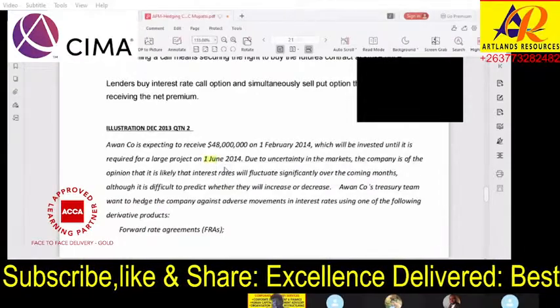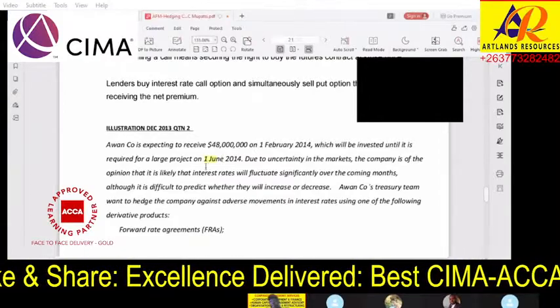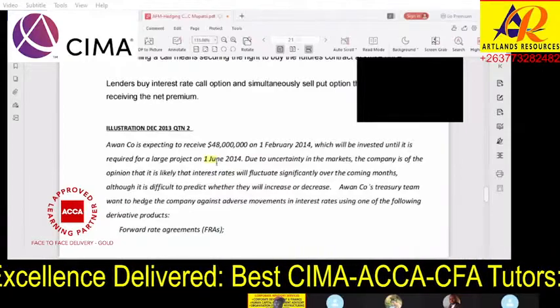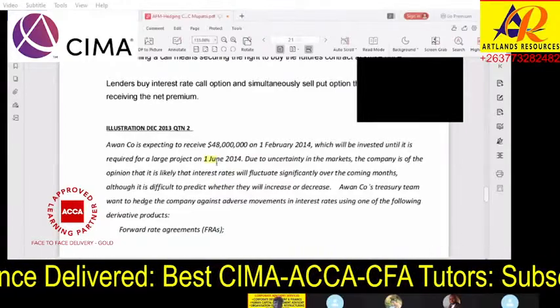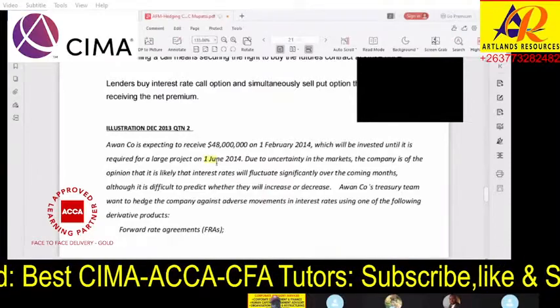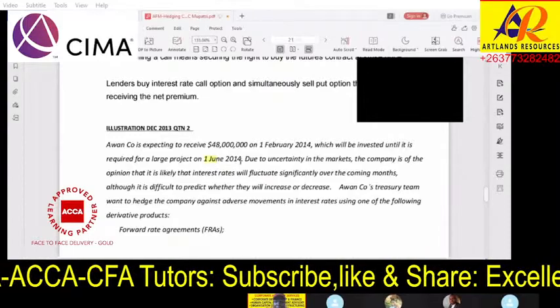So it is going to be invested from 1 February and it will be needed for a large project on 1 June. So the investment is from 1 February to 1 June, which is February, March, April, May. The investment is just for 4 months.